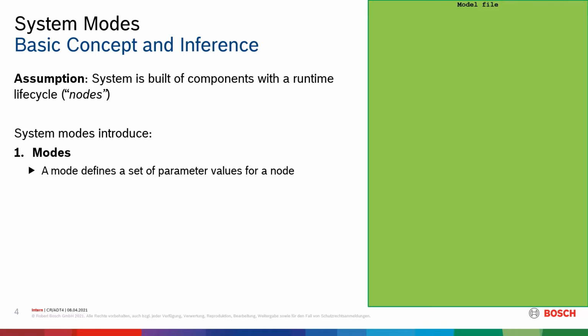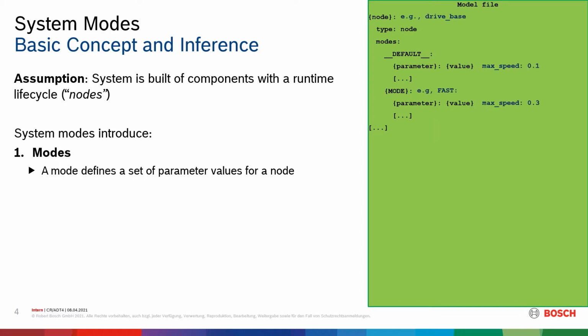So in our model file, you would first start by defining which nodes your system consists of, which modes these nodes have, and what the parameter values are for this mode. As an example, consider a drive-based node that has a default mode and a fast mode. In the default mode, the maximum speed parameter of this node would be set to 0.1 meter per second, and in the fast mode, this would be set to 0.3, for example.